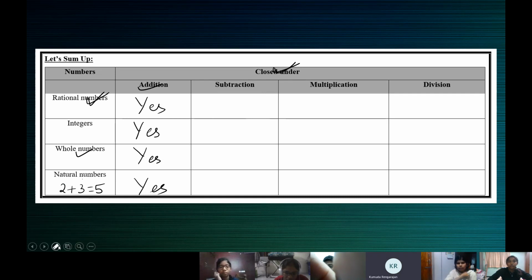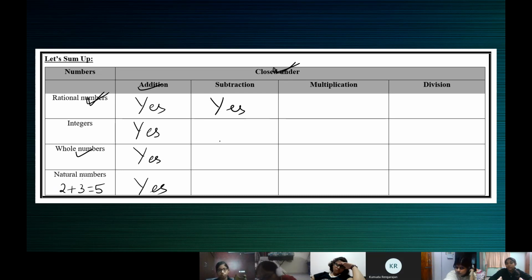Think about it, because the answer can be positive, it can be negative, it can be zero, it can be a fraction. In fractions, it can be negative or positive. So rational numbers are closed under subtraction.